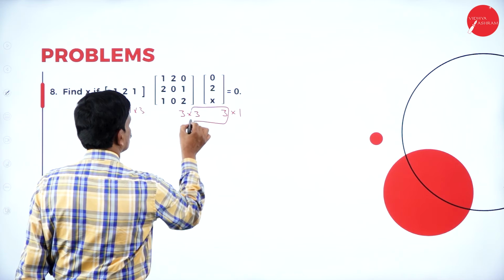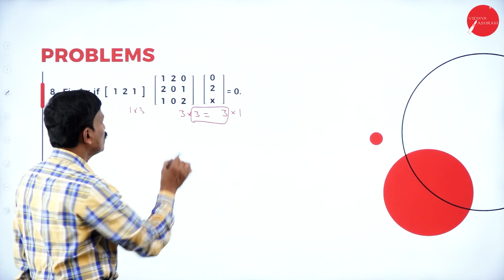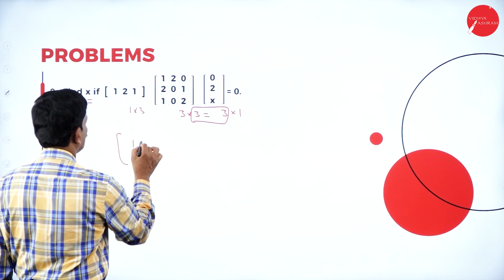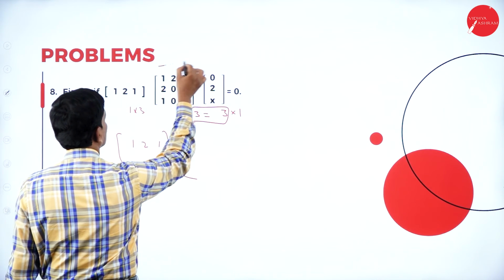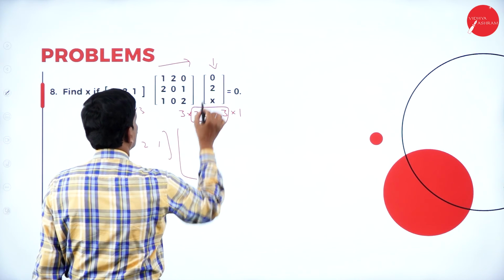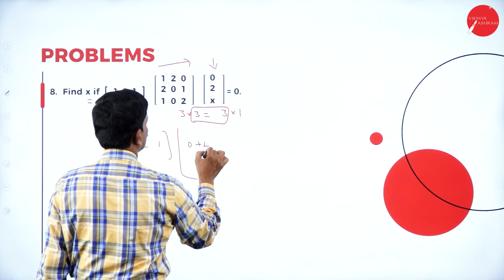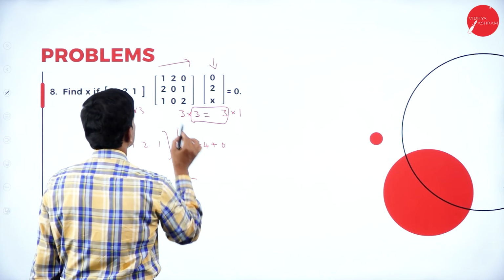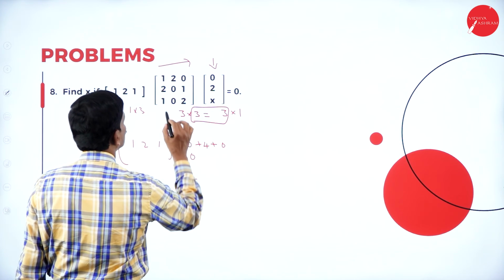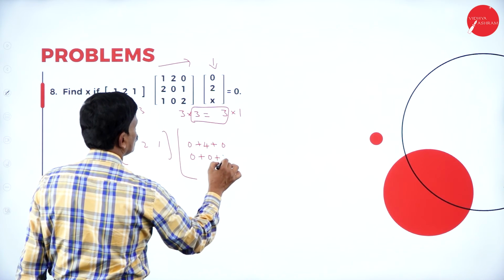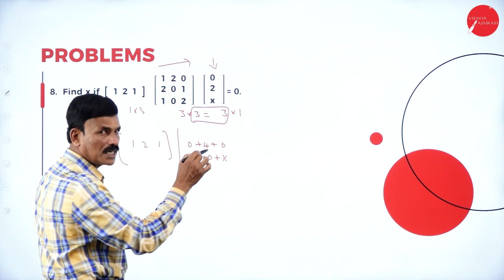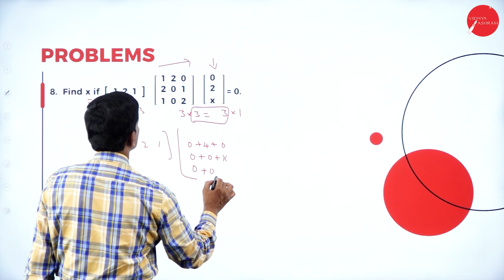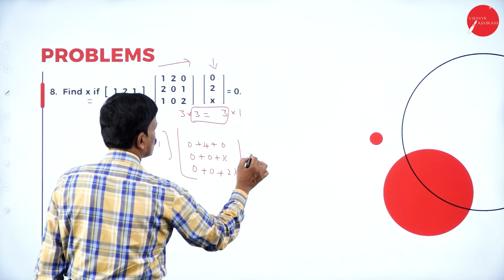So, check, these two are equal, so we can multiply these two matrices, and the matrix you are going to get is of order 3 into 1. Multiply first row, first column: 1 into 0 is 0, 2 into 2 is 4, plus 0 into x is 0. Second row, same column: 0 into 2 is 0, 2 into 0 is 0, plus 1 into x is x. Again, third row, same column: 1 into 0 is 0, 2 into 0 is 0, plus 2 into x is 2x, is equal to 0.